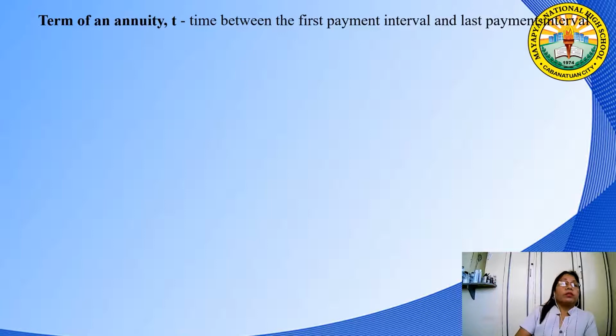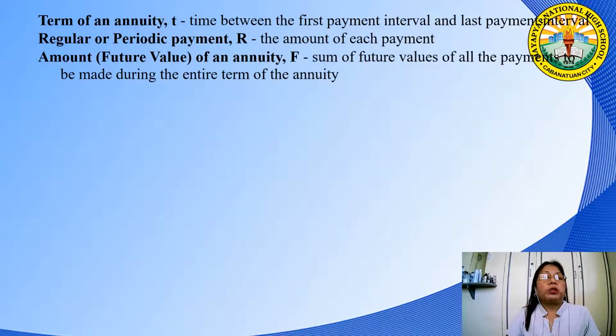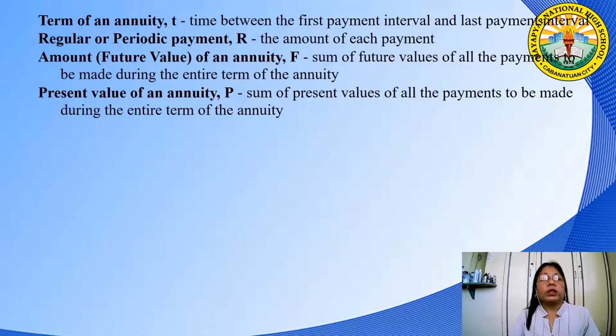So the term of annuity, represented by T, is the time between the first payment interval and the last payment. Regular or periodic payment, represented by R, is the amount of each payment. The amount or future value of an annuity, F, is the sum of future values of all the payments made during the entire term of the annuity. Present value of annuity, represented by P, is the sum of present values of all the payments to be made during the entire term of the annuity.